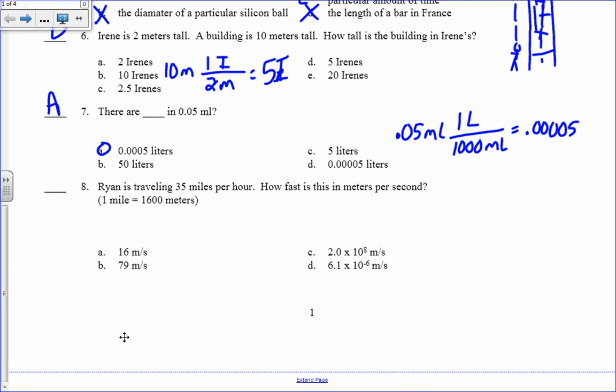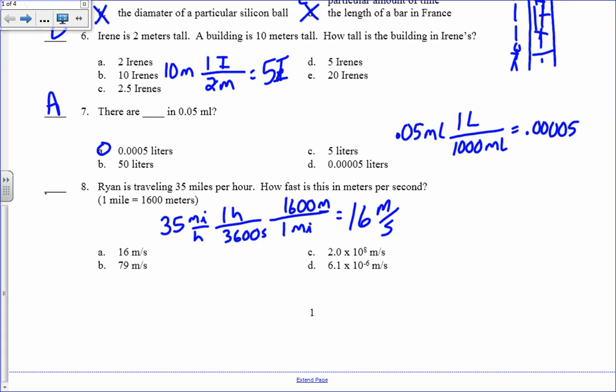Ryan is traveling 35 miles per hour. How fast is this in meters per second? So 35 miles per hour. I know that in 1 hour there are 3,600 seconds. And in 1 mile there are 1,600 meters. So 1 mile, 1,600 meters. Do this, 35 divided by 3,600, and then times 1,600. I get 15 or 16 meters per second. So that answer is A for number 8.